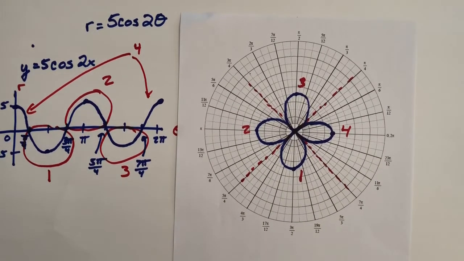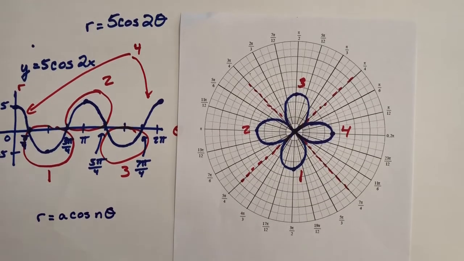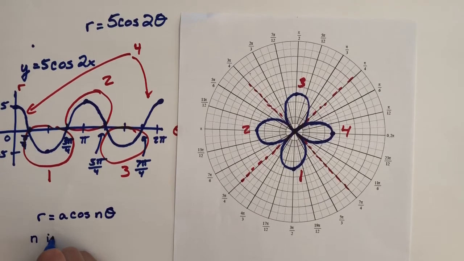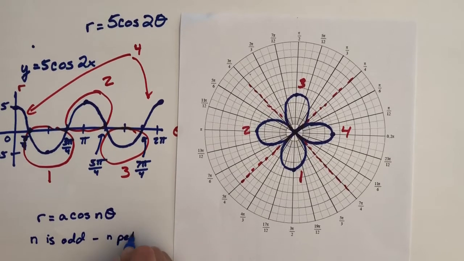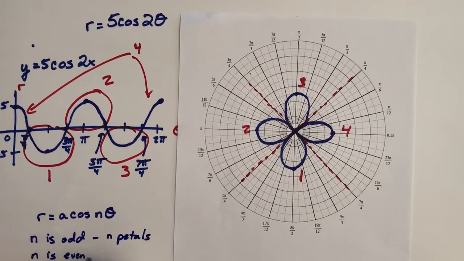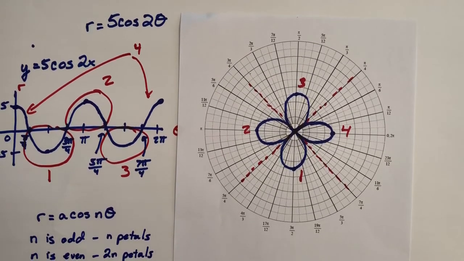But again, notice we have a rose curve. So r equals a cosine n theta is also a rose curve. And if n is odd, you will still have n petals. I didn't do one of those. We just did one where n is even. You have 2n petals. So hopefully you will be able to graph any rose curve.